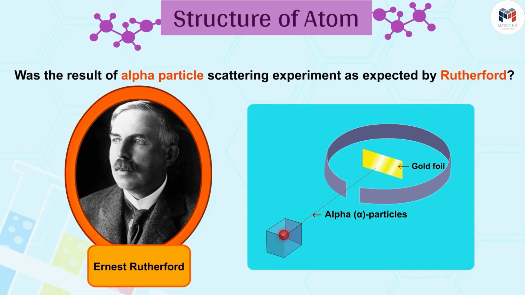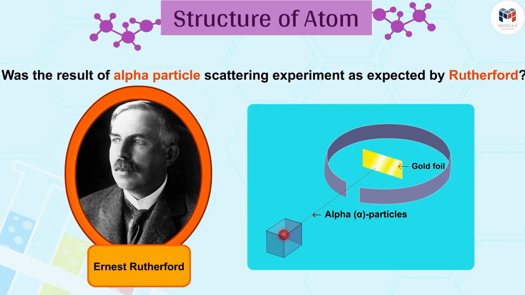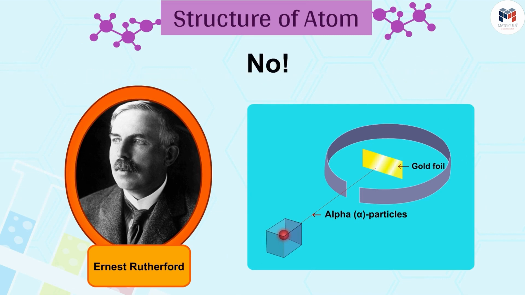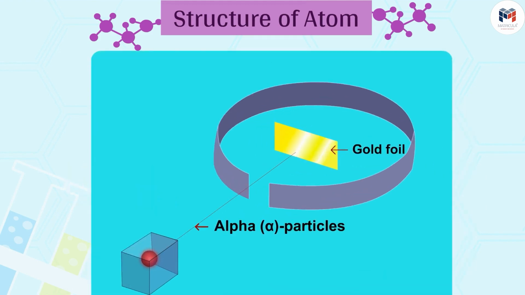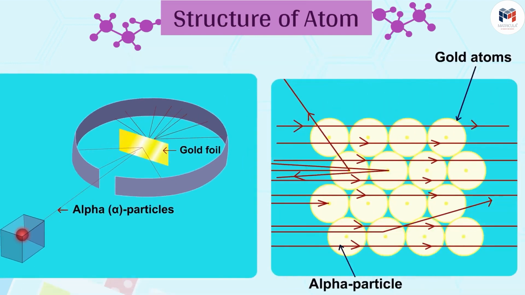Was the result of alpha particle scattering experiment as expected by Rutherford? No. Rather, the alpha particle scattering experiment gave totally unexpected results. 1. Most of the fast-moving alpha particles passed straight through the gold foil. 2. Some of the alpha particles were deflected by the foil by small angles. 3. Surprisingly, 1 out of every 12,000 particles appeared to rebound.